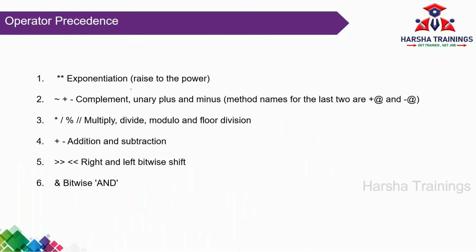Now the last thing is operator precedence. What is the meaning of this? For example, the basic mathematical question: my expression is 2 plus 3 into 5. What do we perform first? Suppose first we perform 2 plus 3, that is 5, 5 into 5, 25. This is one answer. Or first we perform 3 into 5, 15, 15 plus 2, 17. This is another answer.